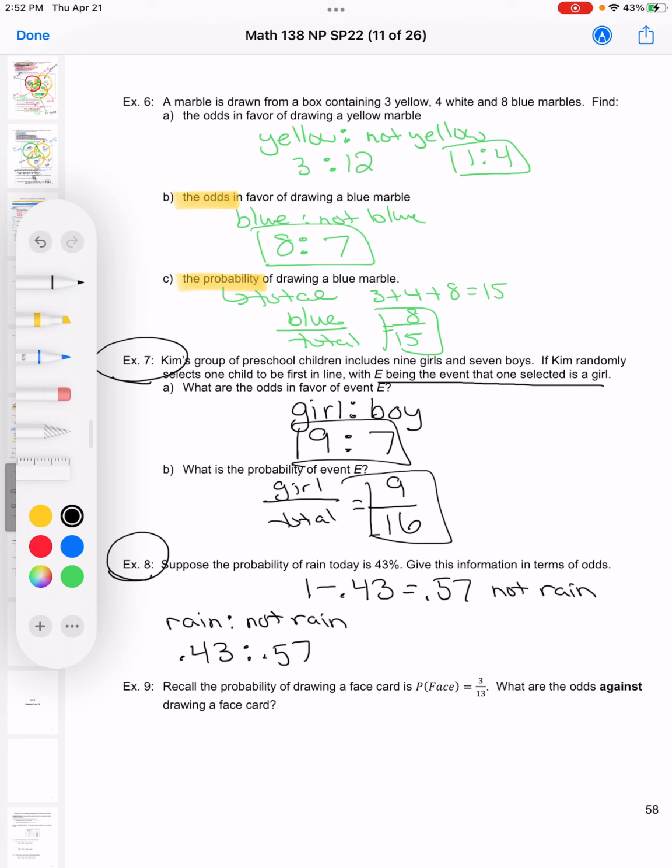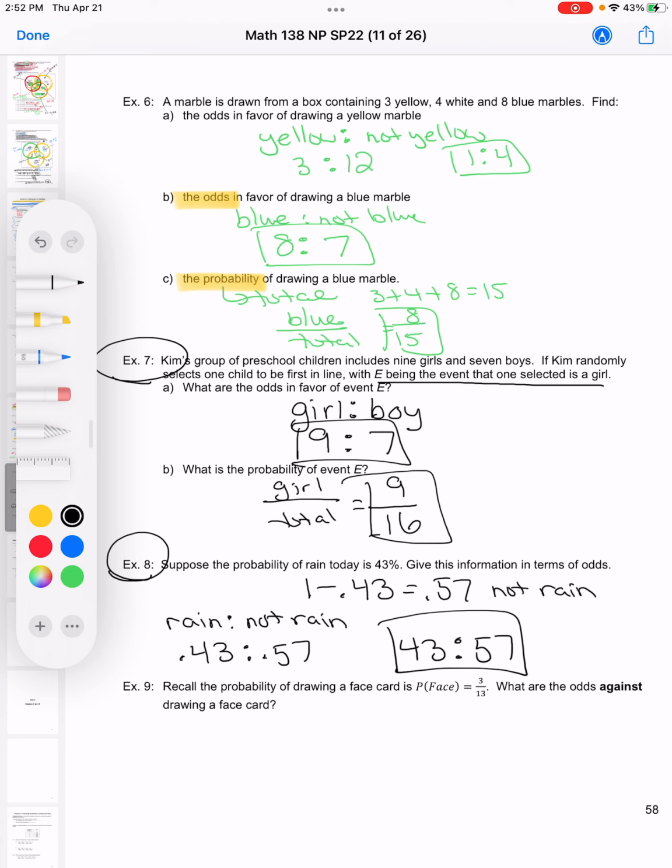Now we don't like to write the decimal form in odds. So technically, to be grammatically correct, we're going to write them as their percent forms. I left off the percent. It's just 43 to 57. Technically, that is the most reduced form. We don't like to leave decimals. We say they're not reduced. So just leave it in its percent form there.